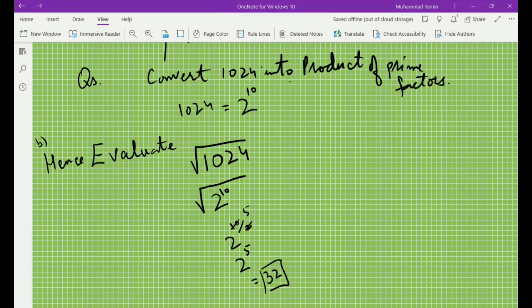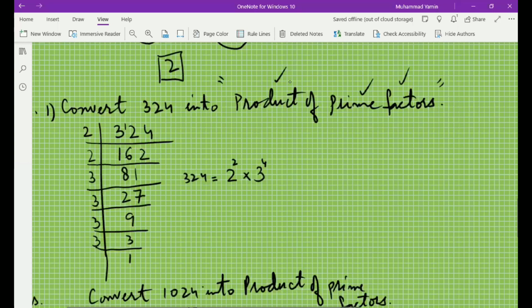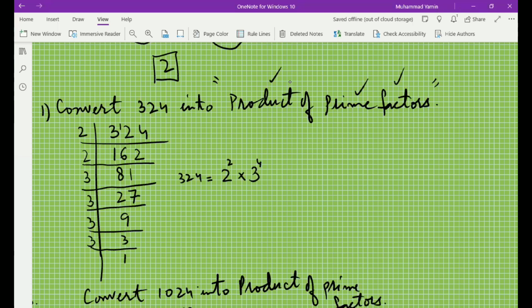I'm taking one more example so you will understand this thing. See, the first part of the question: convert 324 into the product of the prime factors. The second part is: hence, evaluate the square root of 324.